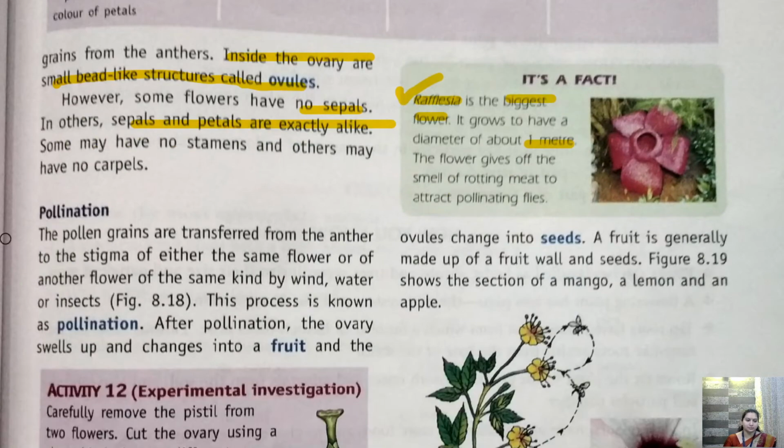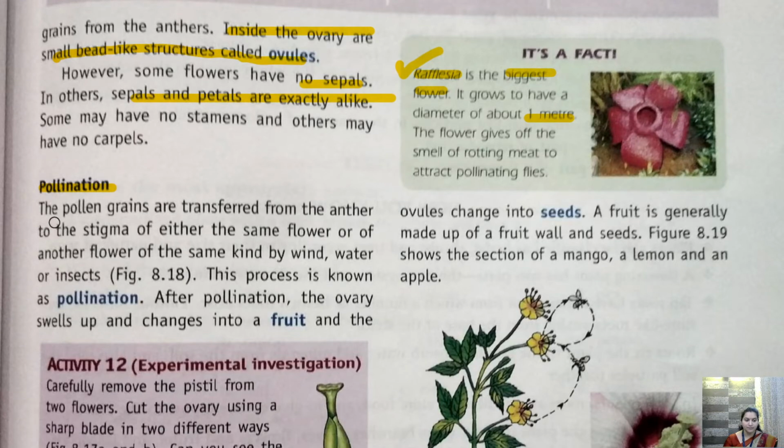So the largest flower is, the biggest flower is Rafflesia. This you should remember. Now coming on to pollination. What is pollination? जब pollen grain का transfer हो रहा हो from a male part to the female part, it is called pollination. See, the pollen grains are transferred from anther to the stigma of either same flower or another flower of same kind by wind, water or insect. This process is known as pollination.